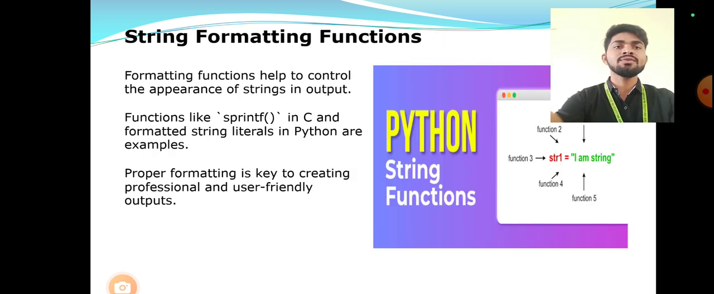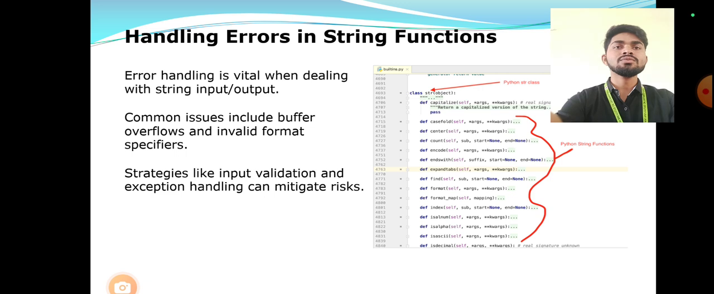Strings formatting functions. Formatting functions help to control the appearance of strings in output. Functions like sprintf in C and formatted string literals in Python are examples. Proper formatting is key to creating professional and user-friendly output.